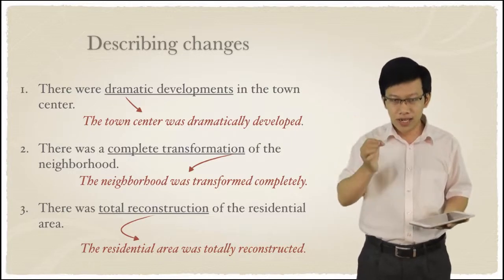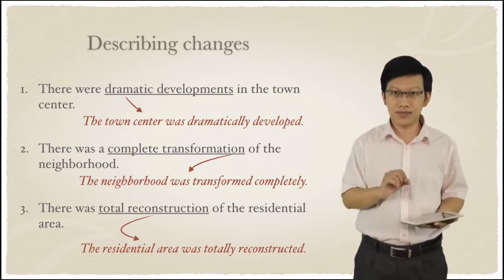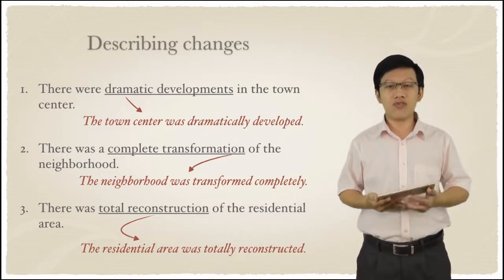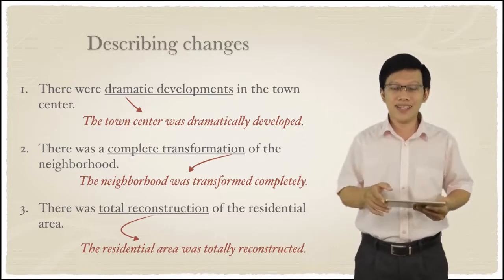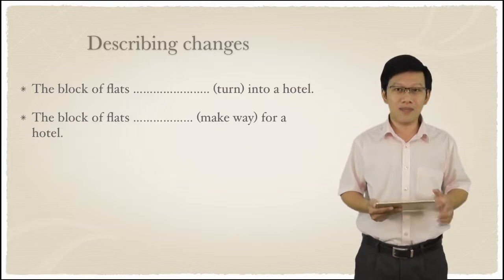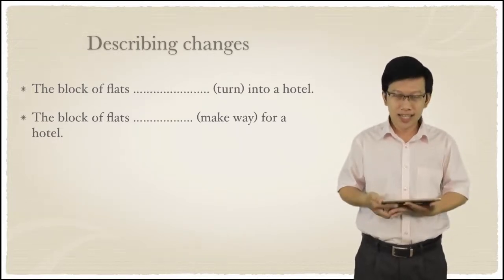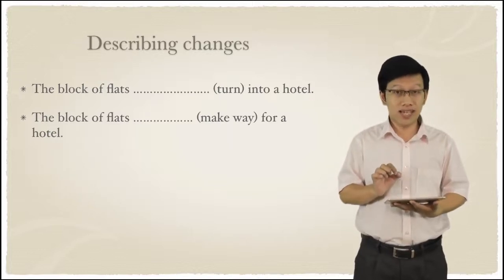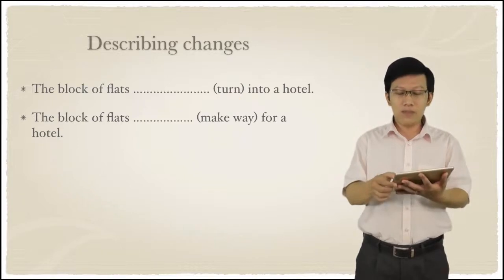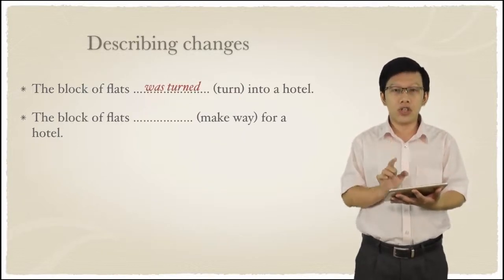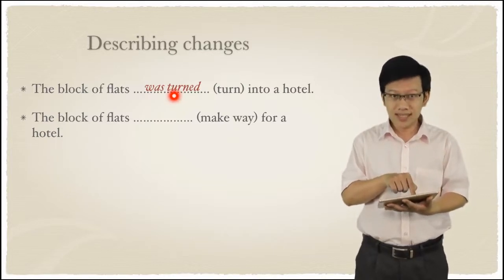From the noun, you change to the verb. And maybe from the verb, you switch back to the noun. So we can have a variety of structures in your writing task 1, and it's crucial in scoring you higher marks. Now, when we're describing changes, there are some verbs that you might need to take into account. For example, the verb turn. We can say the block of flats was turned into a hotel, and here we use the passive voice.